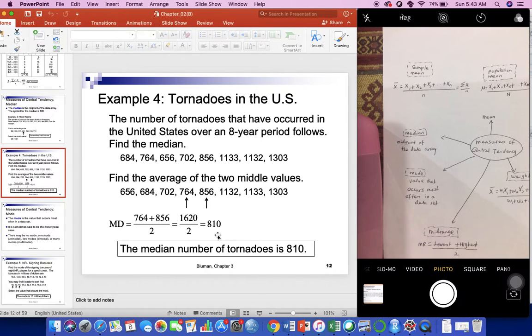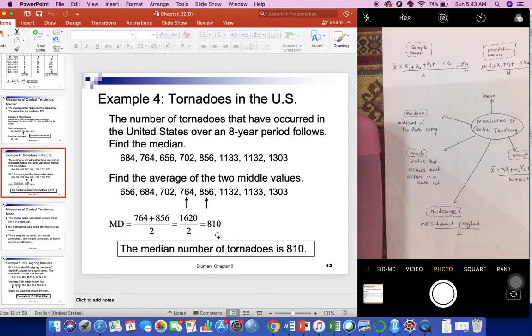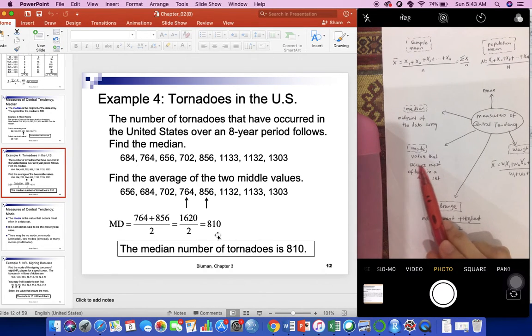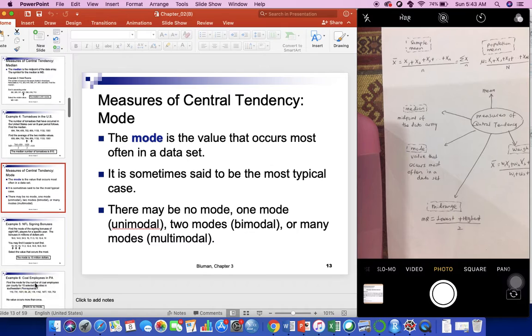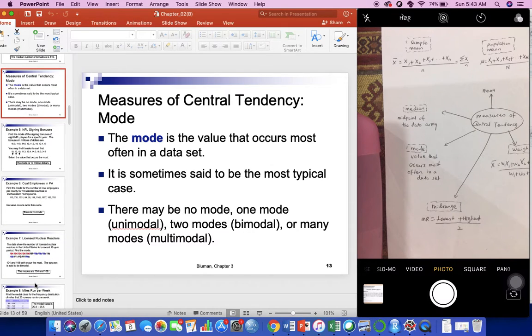Okay, the third one is the mode. Mode is the value that occurs most often in a data set. Let's take one example. If there is no mode, okay. For one mode we call it unimodal. For two modes we call it bimodal. But for many modes we call it multimodal.